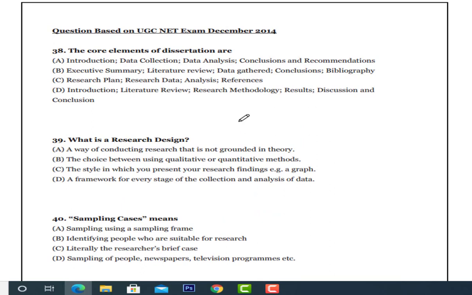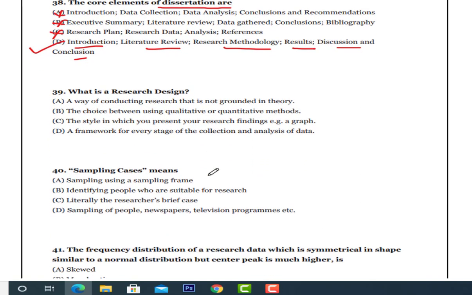The next one: the core elements of a dissertation. Whenever you are presenting the thesis or dissertation, what are the things we have to represent? Introduction, it will come. Literature review, then research methodology, then results, discussion and conclusion. So this is the core element of a dissertation.